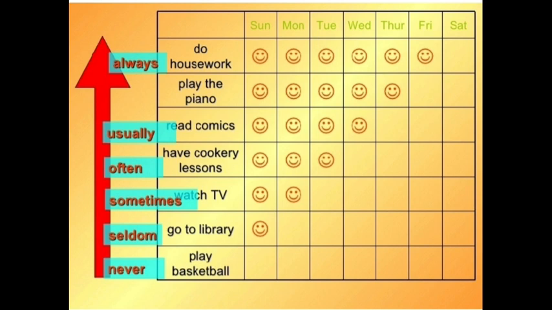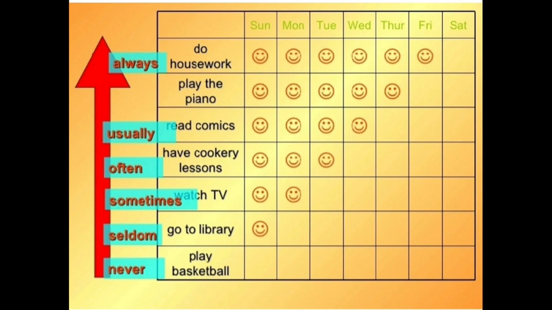Next, we are going with some more examples of a little girl Ami and her daily routine. So it will be more clear to you where to use them and how. This is a chart of Ami's daily routine. What things does she always do? She does homework, and she plays the piano only 4 days in a week. She reads comics 4 days, has cookery lessons 3 days, watches TV only 2 days, goes to the library only one time, and never plays basketball.